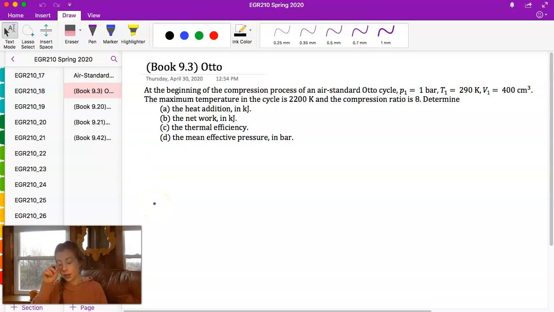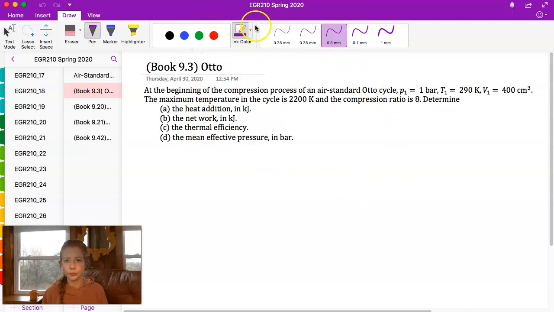So this is number 9.3 from your textbook. At the beginning of the compression process of an air standard Otto cycle, P1 is 1 bar, T1 is 290 Kelvin, and V1 is 400 cubic centimeters. The maximum temperature in the cycle is 2200 K, and the compression ratio is 8. So we're going to have to determine the heat addition in kilojoules, the net work in kilojoules, the thermal efficiency, and finally, D, the mean effective pressure in bar.